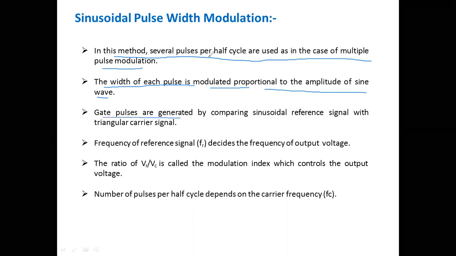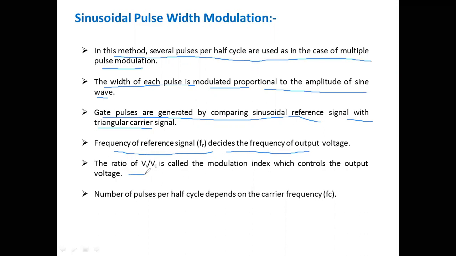That means the pulses we are generating here are generated by comparing the sinusoidal reference signal with the triangular carrier signal. That means we have two types of signal. One is the triangular signal, known as the carrier signal, and second is the sinusoidal reference signal. By comparing these two, we will get the pulses. Fourth point, the frequency of the reference signal decides the frequency of the output voltage. The reference signal here is sinusoidal, so the frequency of the sinusoidal voltage will decide the frequency of the output voltage.